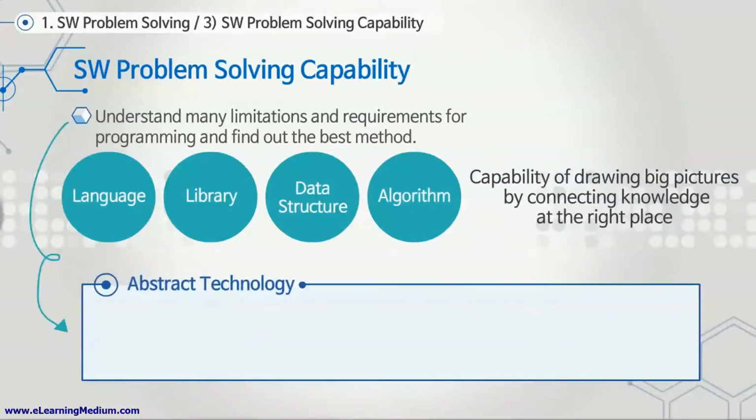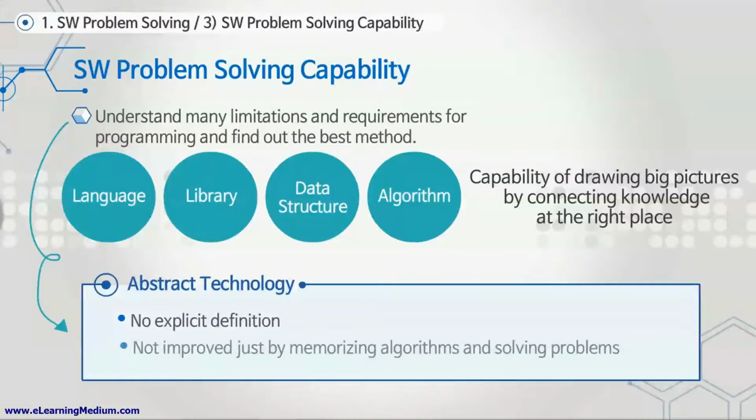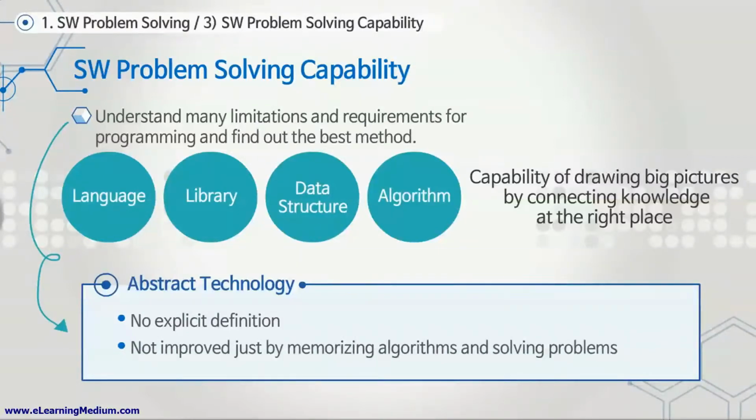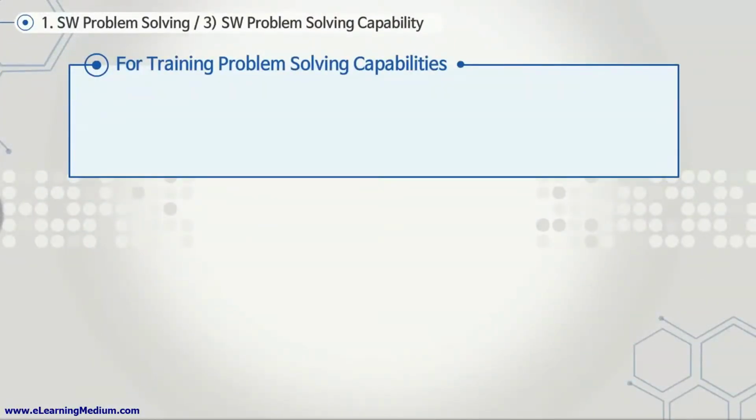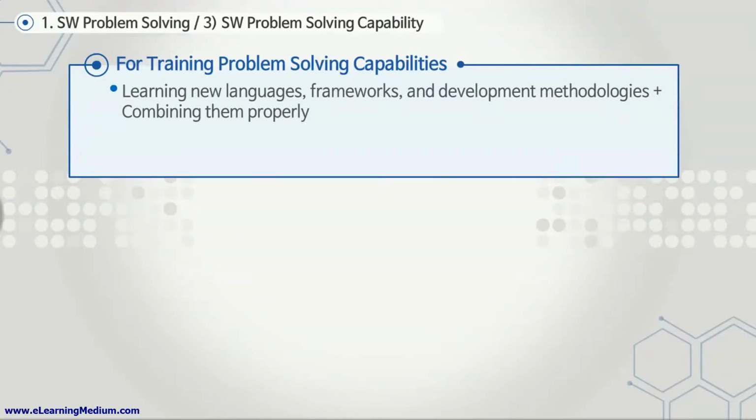Problem-solving capability is an abstract technology. There is no explicit definition like programming languages and algorithms, and the capability is not improved just by memorizing algorithms and solving many problems. Thus, to enhance problem-solving capacity, training is needed. For training problem-solving capabilities, it is not sufficient to learn about some new languages, frameworks, and development methodologies. It is required to learn the method of combining them, which is not so easy.